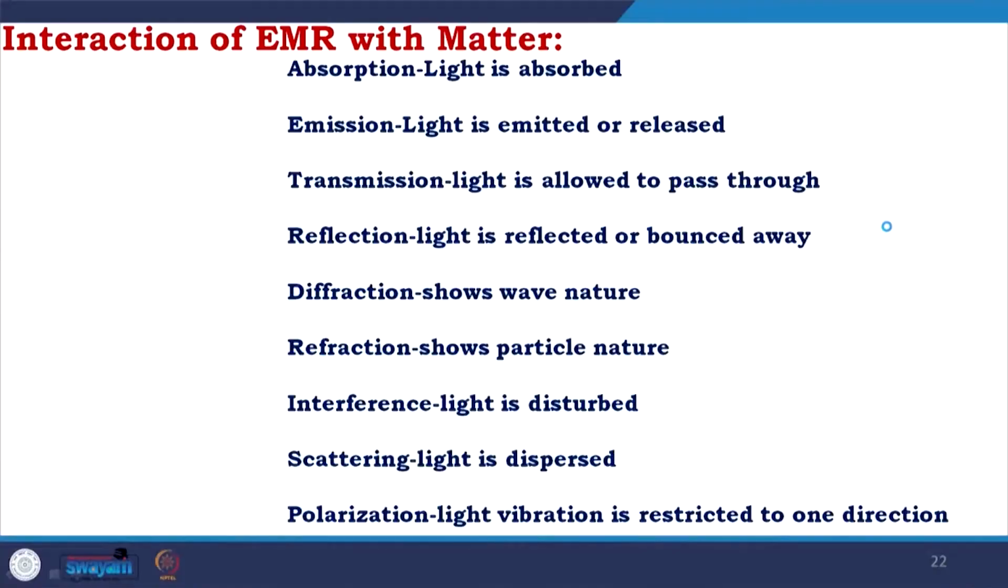So, what are the types of electromagnetic radiation interaction with matter? Absorption, where light is absorbed; emission, light is emitted or released; transmission, light is allowed to pass through; reflection, light is reflected or bounced away; diffraction shows wave nature; refraction shows particle nature; interference, light is disturbed; scattering, light is dispersed; polarization, light vibration is restricted to one direction. So, these are the interactions.